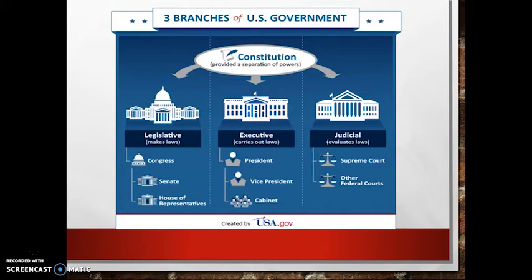You should also recall that our legal system has two main systems of government. We have the federal system and the state system. Both systems have three branches of government: the legislative branch, which makes the laws, the executive branch, which enforces the laws, and the judicial branch, which evaluates the laws.